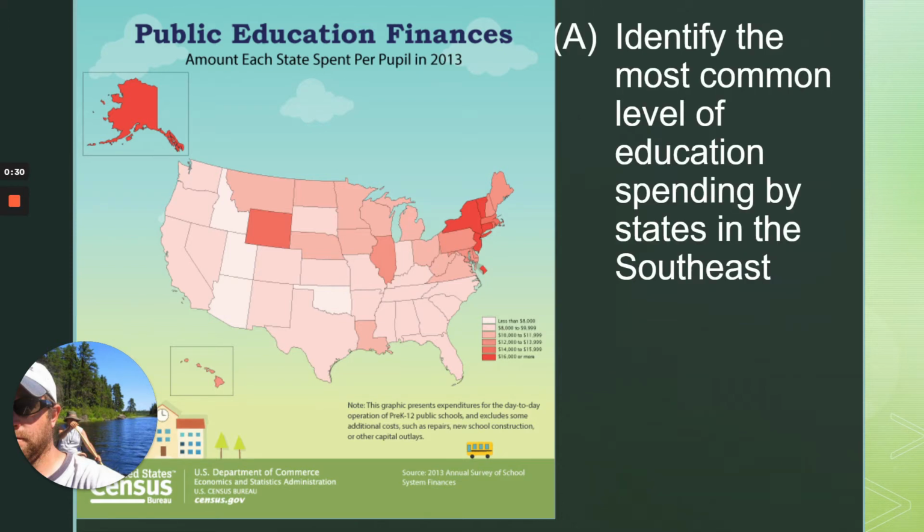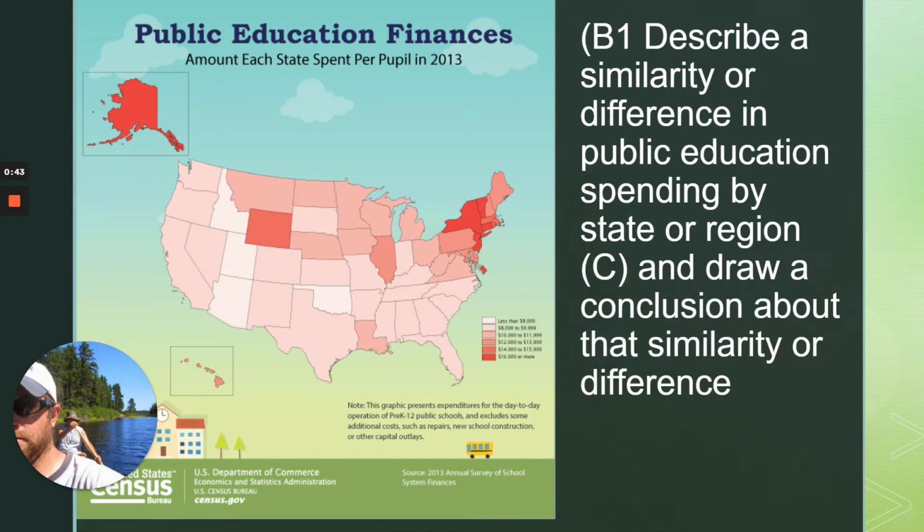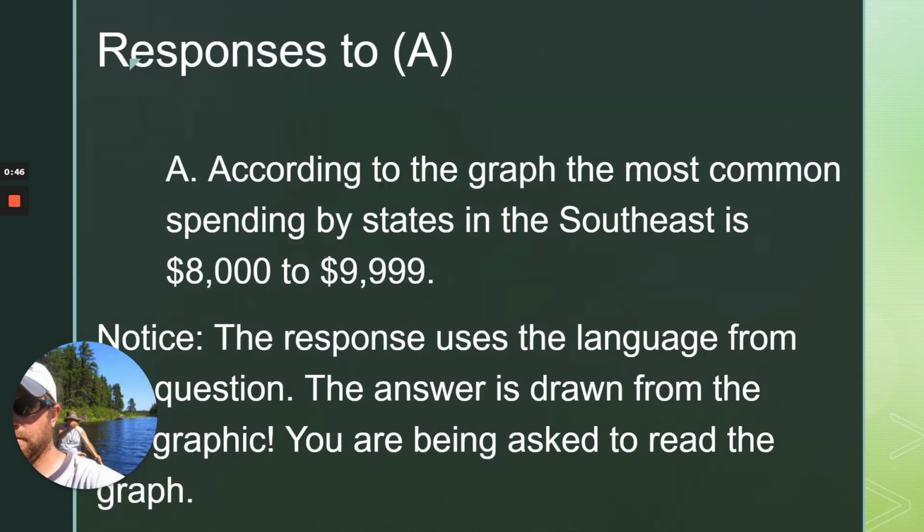So your first task, which a lot of people did very well on, was just to demonstrate that you can read the graph and the information in there. Identify the most common level of education spending by states in the Southeast. Okay, people did a nice job on that. Just like this practice response right here, according to the graph, the most common spending by states in the Southeast is $8,000 to $9,999.